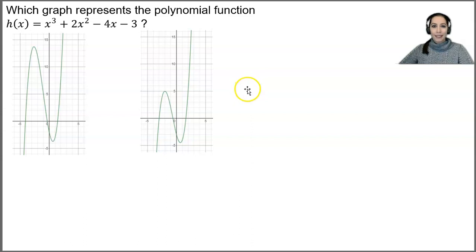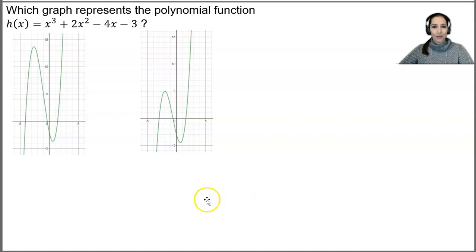Which graph represents the polynomial function h of x equals x cubed plus 2x squared minus 4x minus 3?